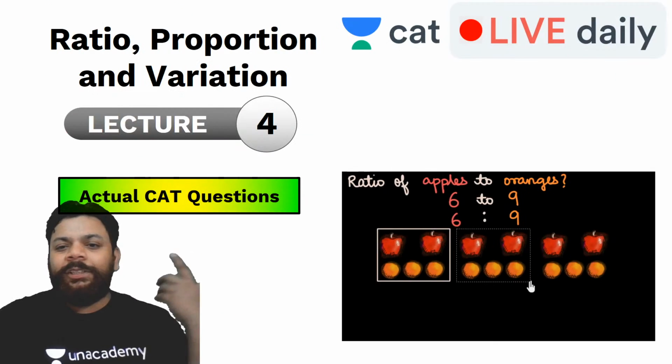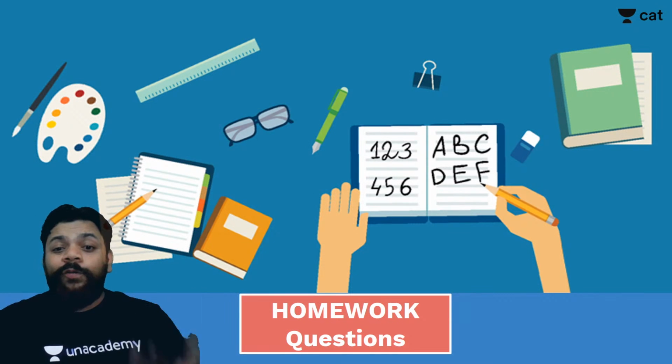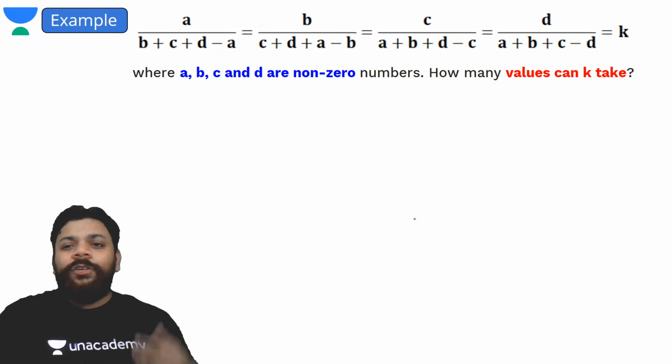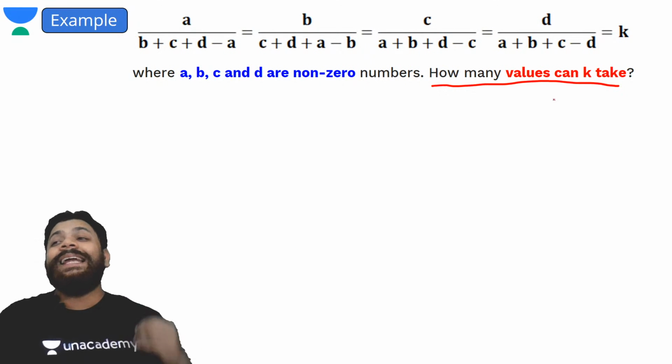So let's start with today's session. I'll start with last session's homework question, and which was this. So how many of you got the answer for this question? How many values can K take?